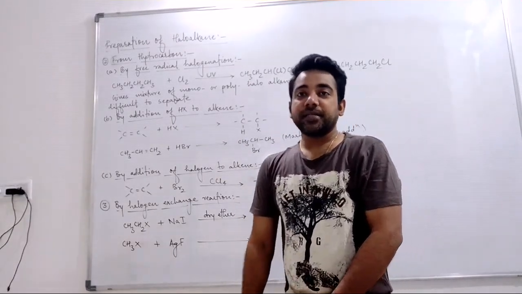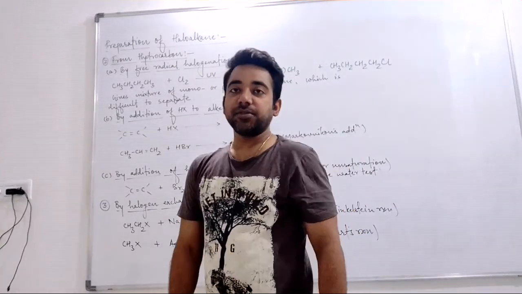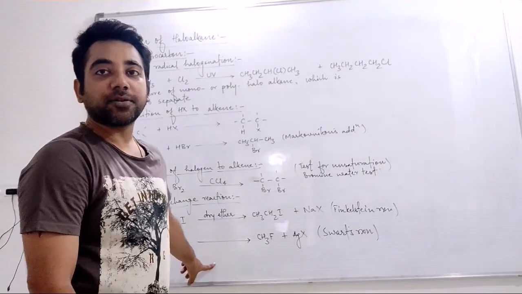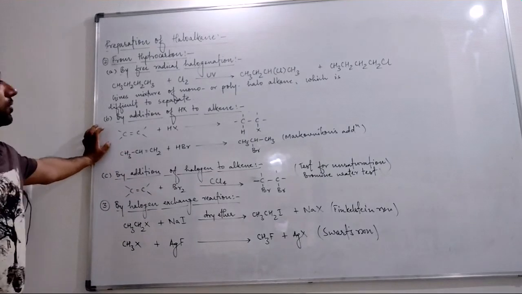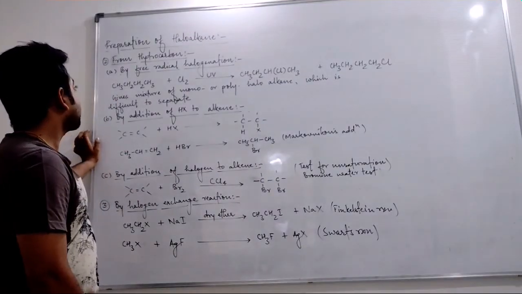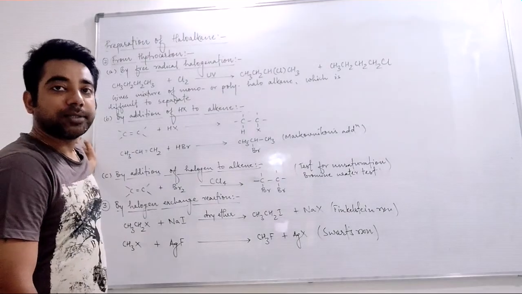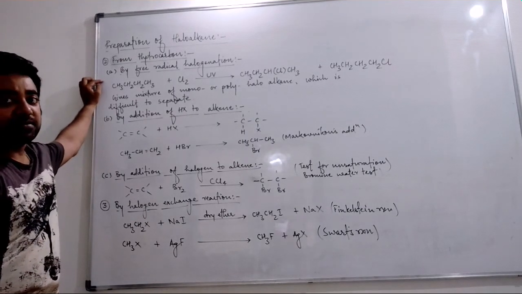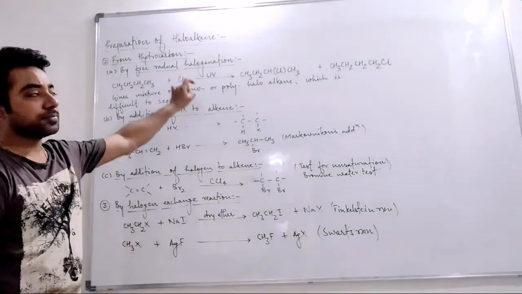Let's now complete the remaining part of haloalkanes and haloarenes. In the previous video, we completed the preparation of haloalkane from alcohols, and now we will see the rest of the methods for preparation of haloalkane. The next method is preparation of haloalkane from hydrocarbon. From hydrocarbon, haloalkanes can be prepared by free radical halogenation.